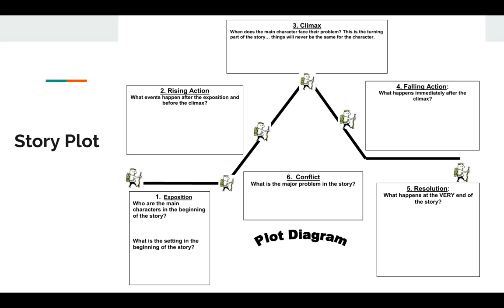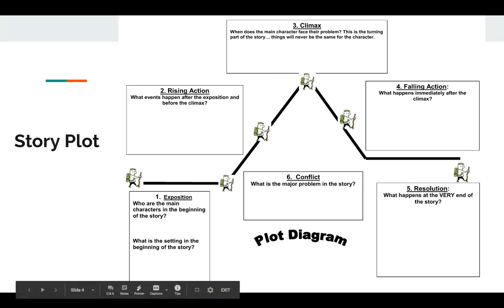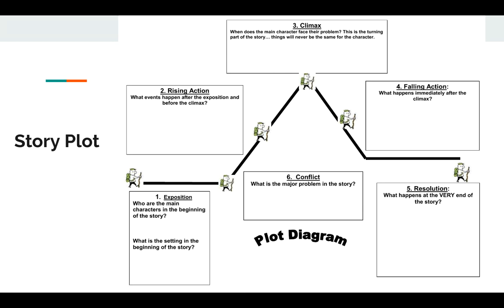Just remember that we have our exposition. Who are the main characters at the beginning of the story? What is the setting? Then the next part is the conflict. What is the major problem of the story? Rising action: what events happen after the exposition? The climax is when the main character faces their problem. This is the turning part of the story, and things will never be the same for the character. What is the falling action? What happens immediately after the climax to wrap it up? And then the last part is the resolution. What happens at the very end of the story that solves that problem?